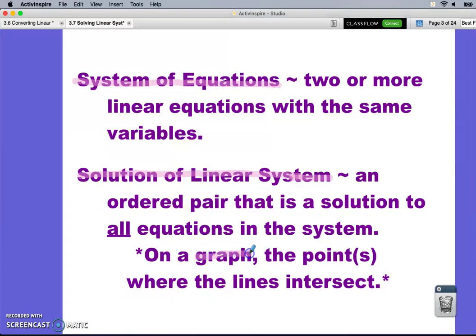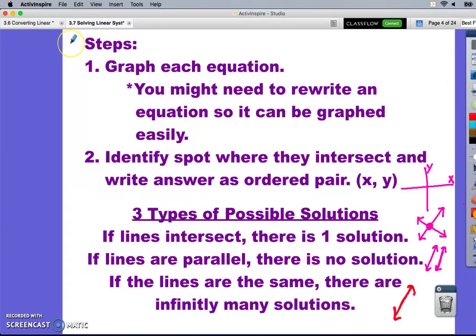So the graph where the lines intersect. So steps. First step, graph each equation. You might need to rewrite an equation so it can be graphed easily. Second, identify the spot where they intersect and write the answer as an ordered pair. Remember your x comes first. It's x, y. Again, this is your x and your y is up and down.